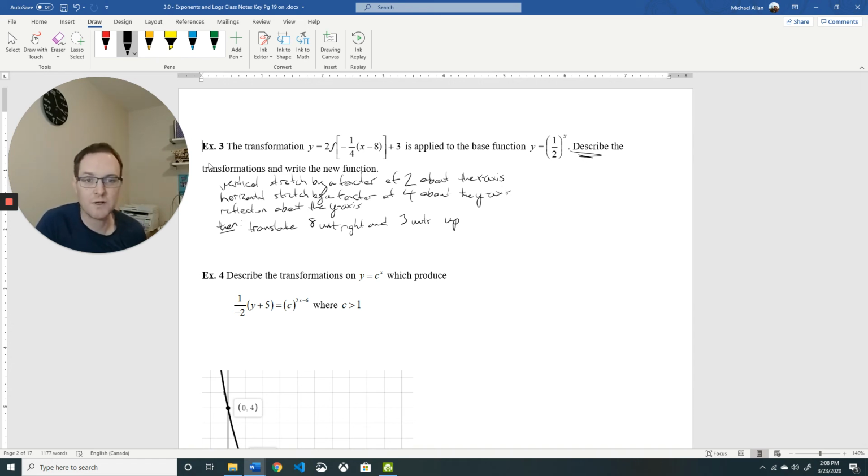Okay, so we described the transformations. That's what we did. And then we're going to write the new function here. So we're just going to apply all of this, taking out the f notation and applying it to this function here with a base of a half. So my new function, we can call it g of x if we wanted to, is equal to 2 times a half raised to the power, and all of this stuff here, remember that all of this was originally this x here, because they used to say f of x, but now they replaced it all. So all of that now is my new exponent, and then plus 3 at the end. Okay.